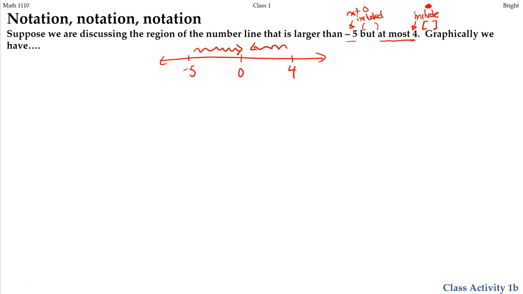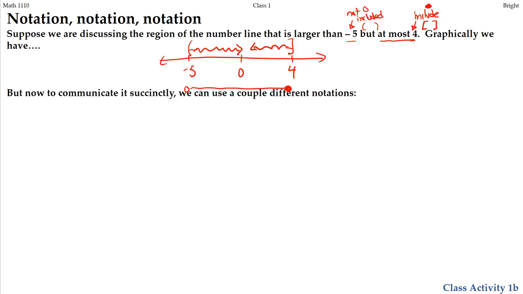Okay, so at -5, I need a parentheses, and I'm going to put the left parentheses because that's the left boundary of my region on the number line. I wouldn't use a right parentheses because it's not the right boundary. At 4, I'm going to use a bracket, and I'm going to use the right bracket because it is the right boundary. So graphically that's what's going on, and again using the other notation you would use an open circle, then a line, and then a closed dot. Either notation I understand.